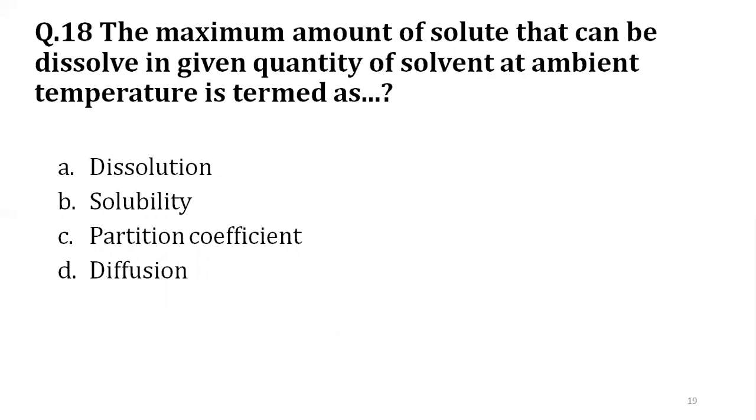Question 18. The maximum amount of the solute that can dissolve in a given quantity of the solvent at ambient temperature is termed as option A, dissolution, option B, solubility, option C, partition coefficient, and D, diffusion. So the correct answer is B, solubility. Okay. So the definition of the solubility: the maximum amount of the solute that can be dissolved in a given quantity of the solvent at the stated or the ambient temperature, that is called the solubility.